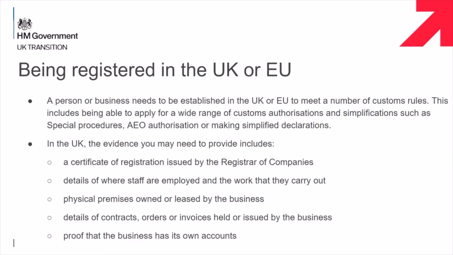In the UK, you might need to produce the following types of information. So a certificate of registration, details of where you employ staff and what they do, the premises that you own or operate from, details of any contracts, orders, etc. that are held or issued by the business, and proof that the business has its own accounts.